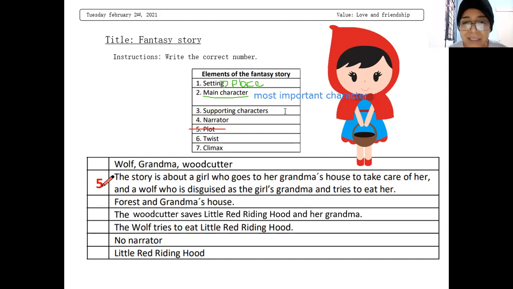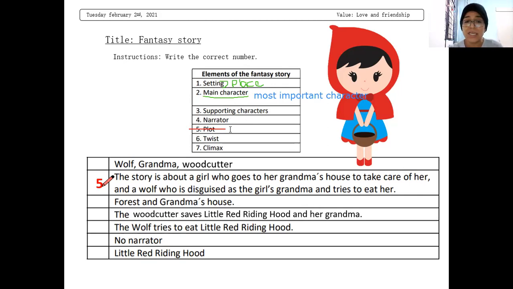Ahora, supporting characters, ¿quiénes son los supporting characters? All the others, todos los demás, ¿verdad? Los que no son los más importantes son los supporting characters. Narrator, acuérdate que narrator se parece a la palabra en español narrador y es exactamente lo mismo. Tú me vas a decir si este cuento que vimos de Little Red Riding Hood tiene narrator, yes or no. Tú me lo vas a poner por aquí, si tiene o no tiene narrador y ahí le vas a poner el number 4.